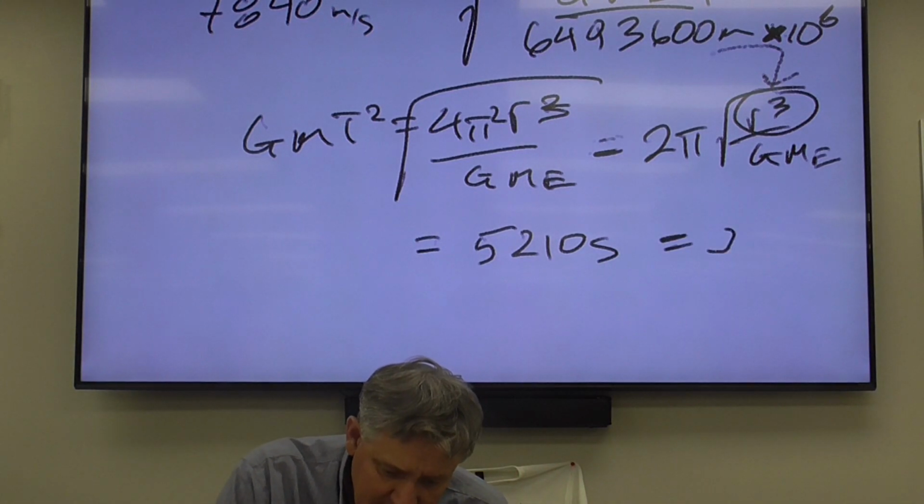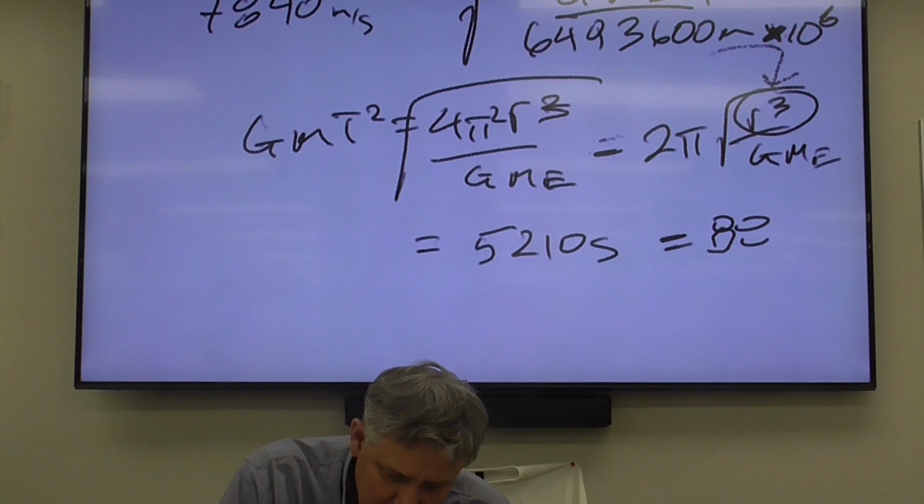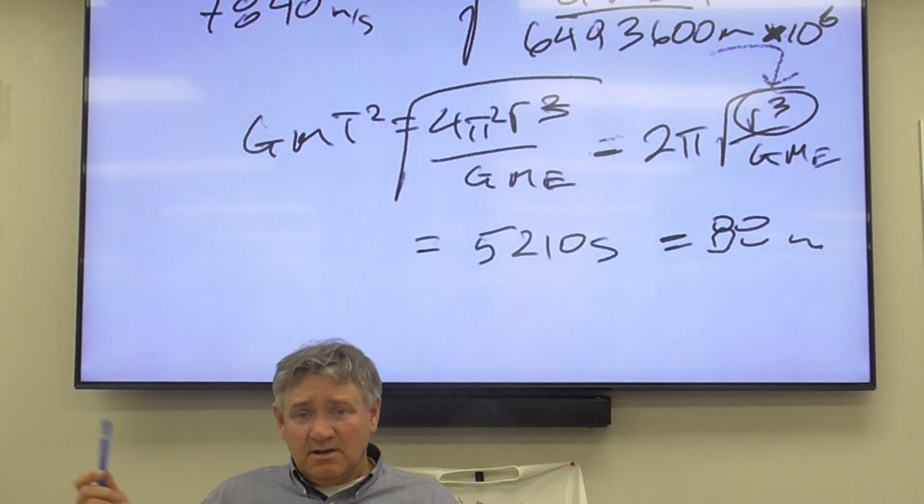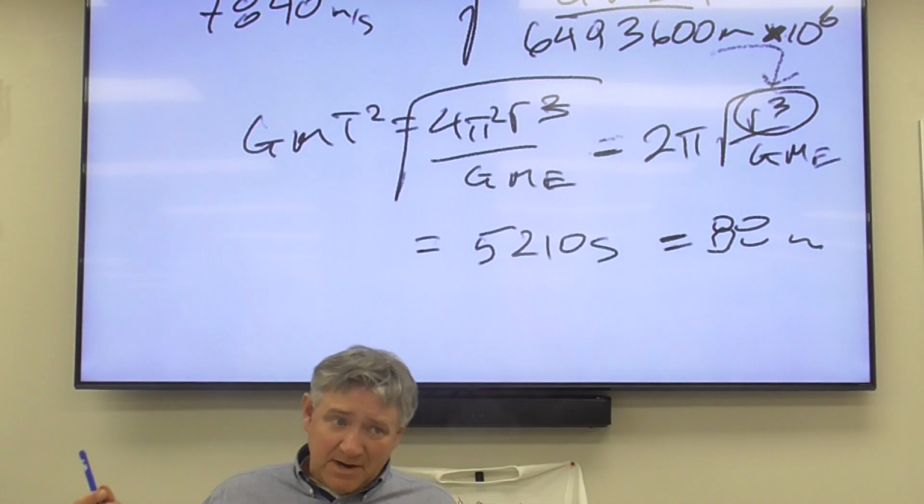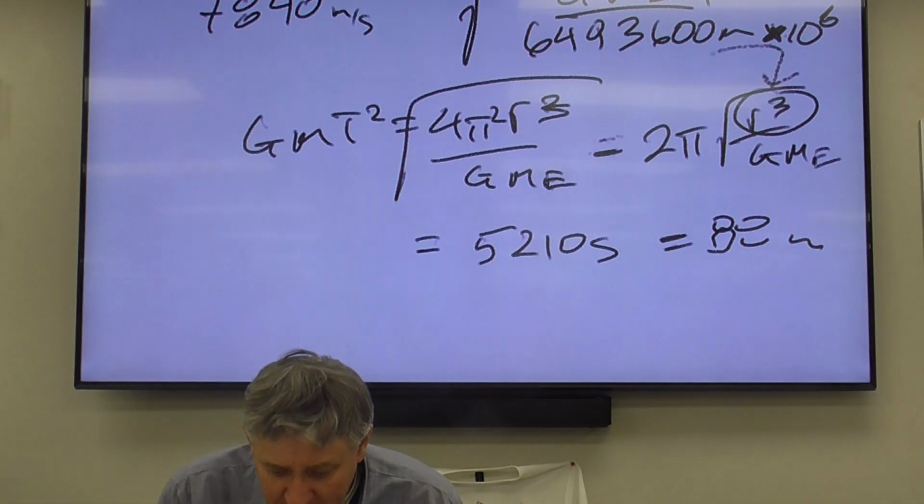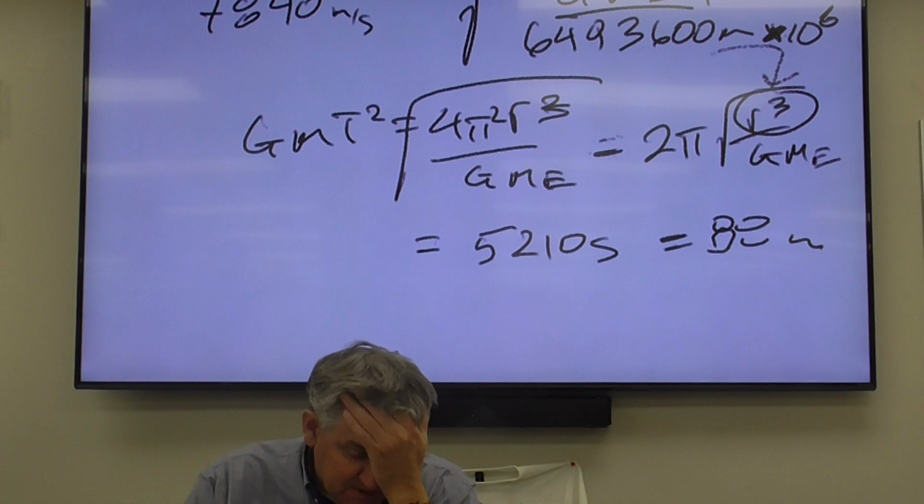Which is about 88 minutes, which is about an hour and a half. So like the International Space Station, near-Earth satellites, about an hour and a half. 10 to the 3rd. There you go. Now we need to calculate the centripetal acceleration.